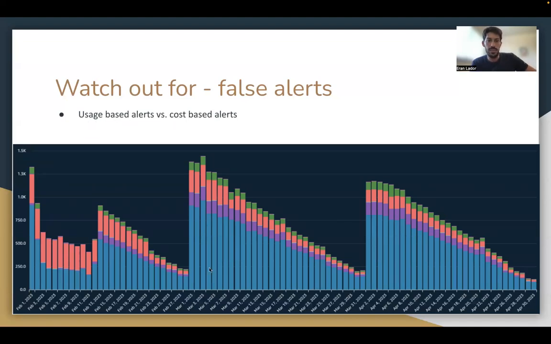Usage-based alert or cost-based alert. So your cost might look this way, spiking at the beginning of the month and then gradually decreasing, and it might not be an alert, which is fine. And why is that? Because the usage might be stable and the price might change, and so we want to avoid this kind of increases that stress people.